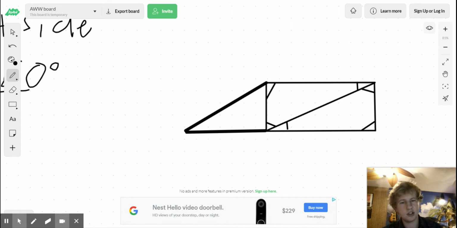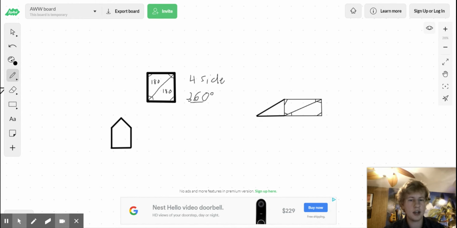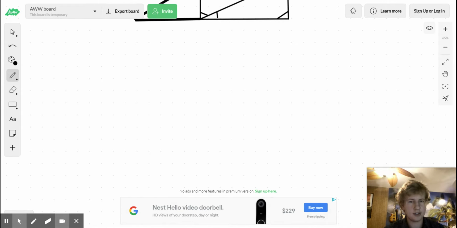So what we can't do is go from a corner to a side, because we just made up a corner here. So this is a four-sided figure. 1, 2, 3, 4. So it should also have 360 degrees of angles inside. But right now we see it as three triangles. So instead, we're going to redraw this.